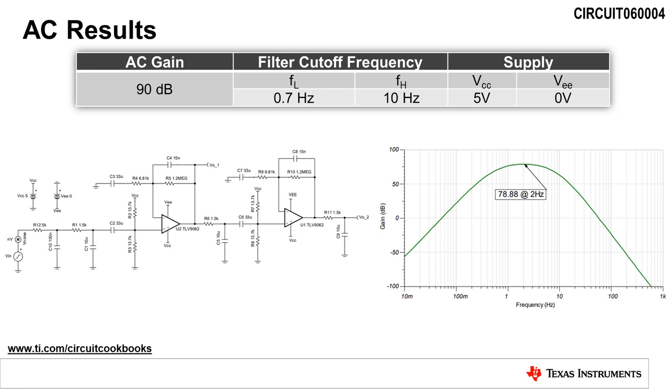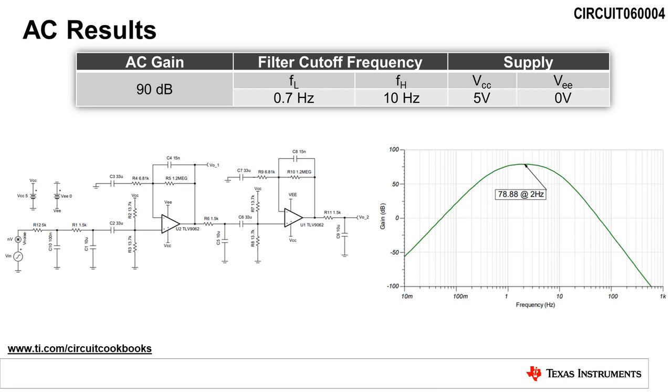Running an AC sweep analysis, we find that the maximum AC gain of this circuit is 78.88 dB. The AC gain of this circuit does not quite meet our design goal of 90 dB because the poles created to limit the upper and lower cutoff frequencies occur before the gain reaches 90 dB.